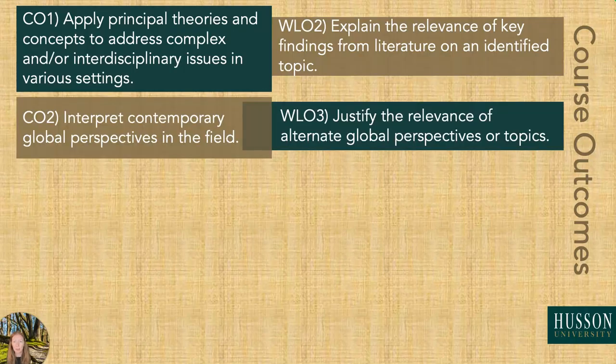Course outcome 2 is demonstrated by justifying the relevance of alternate global perspectives or topics. So as you're identifying the background information to include, you will want to be deliberate in providing a more holistic view on the topic that integrates diverse voices.